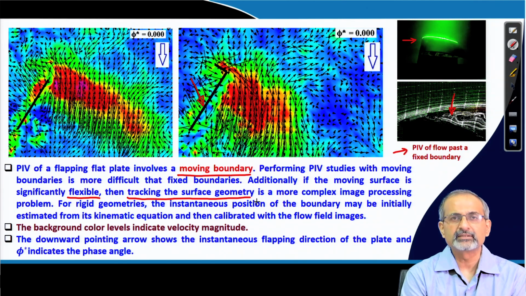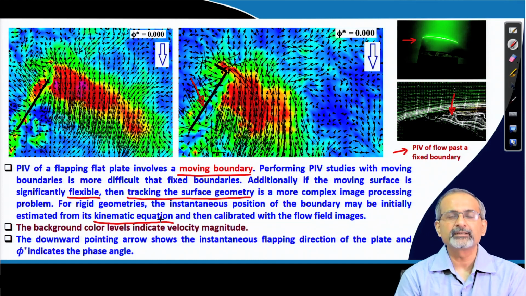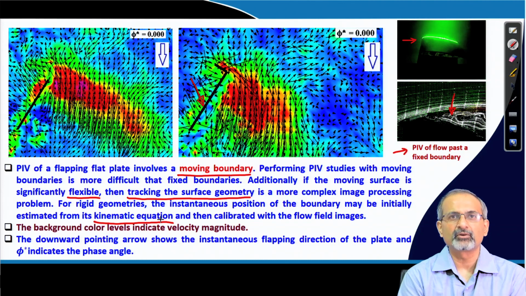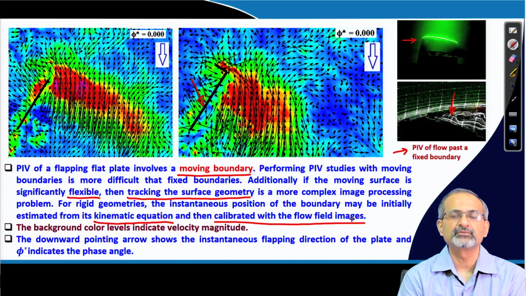For rigid geometries, the instantaneous position of the boundary may be initially estimated from its kinematic equation, because you know, based on the mechanism that you have devised, what are the angular extremities of the oscillation of the plate, also what is the frequency of oscillation, etc. And then estimating the initial position of the boundary, you can then calibrate it with the flow field images. There may be minor variations with the ideal kinematic equation because of many reasons.